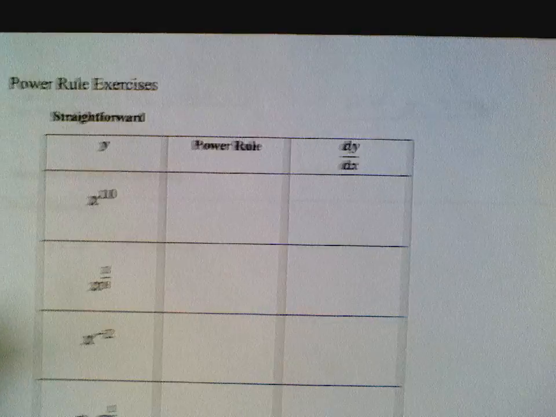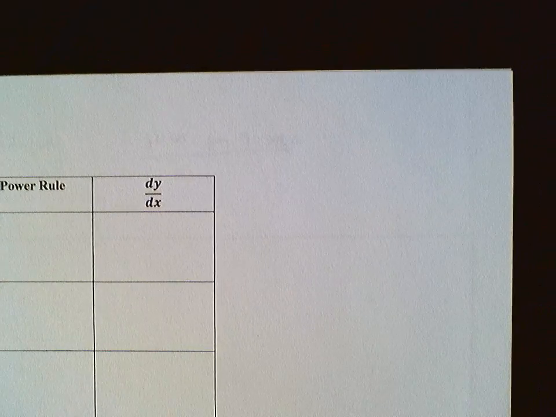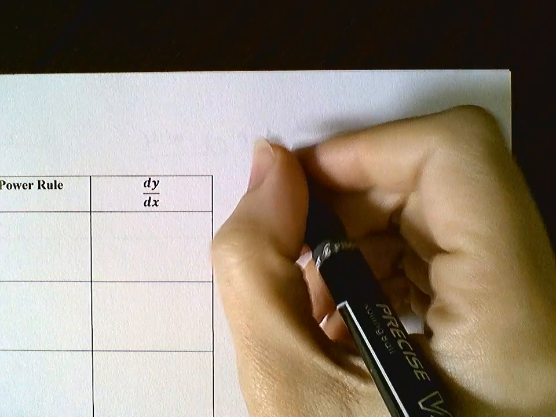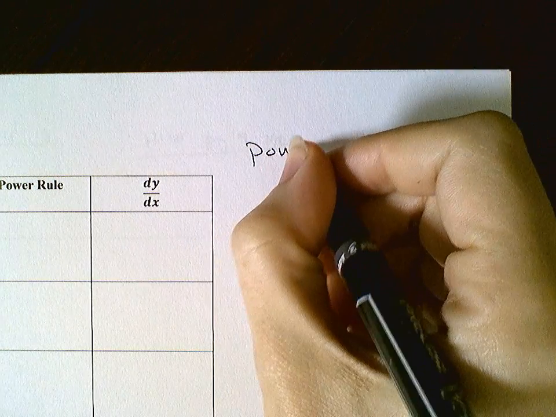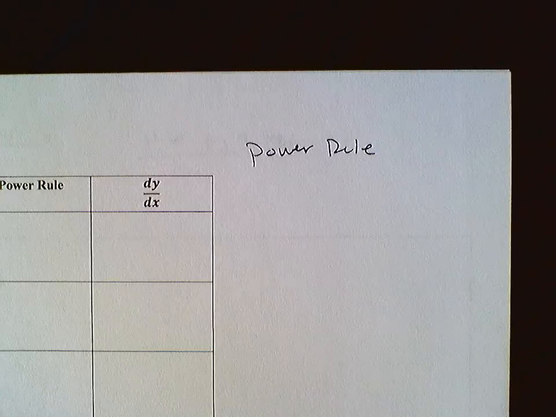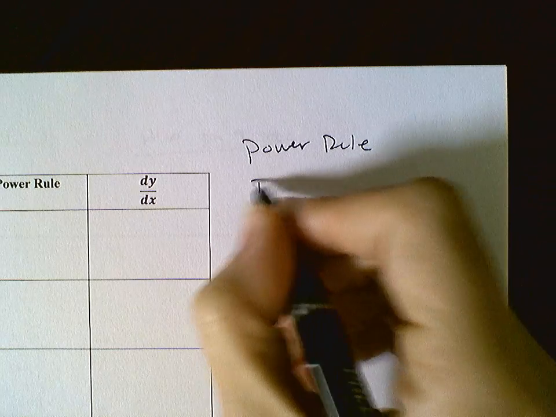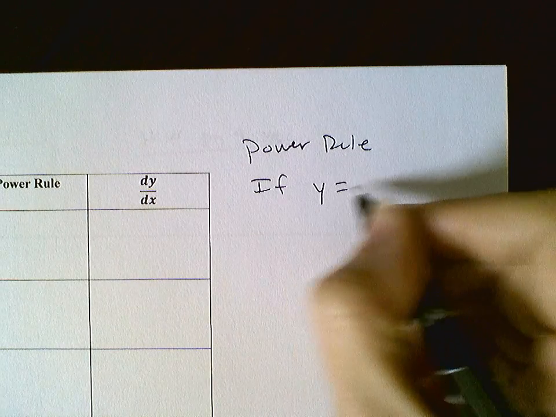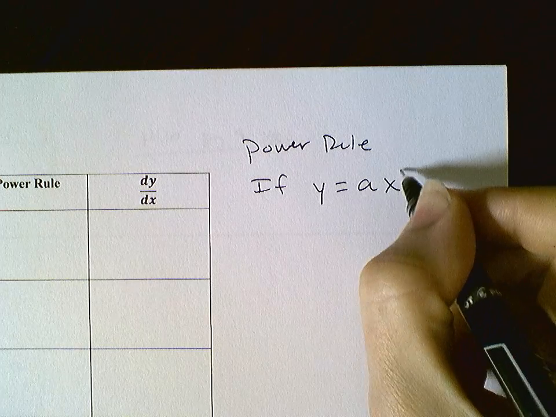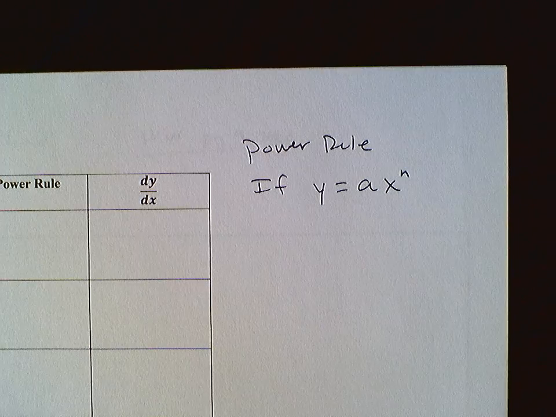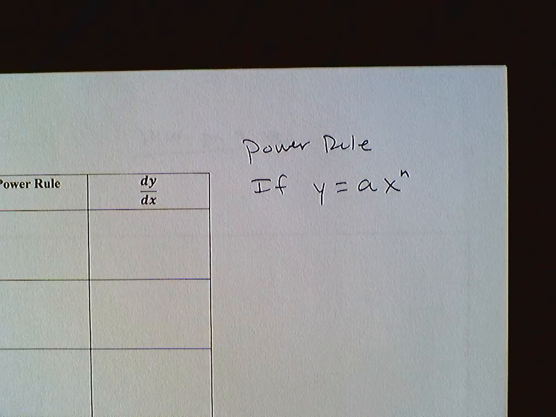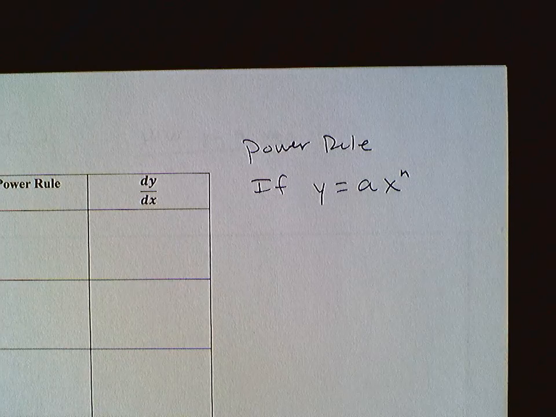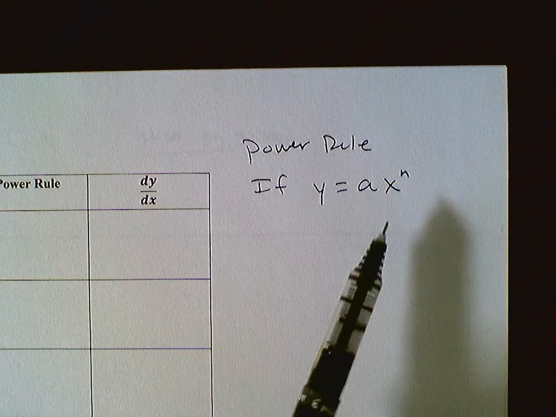Power rule exercises. Off in this margin, let's say what the power rule is. The power rule says this: if y equals ax to the n, so this is a monomial, a and n are constants. A is the coefficient, n is the exponent, x is the variable.